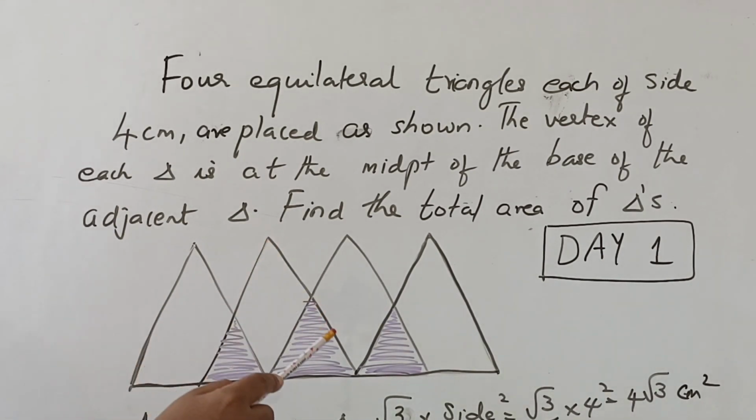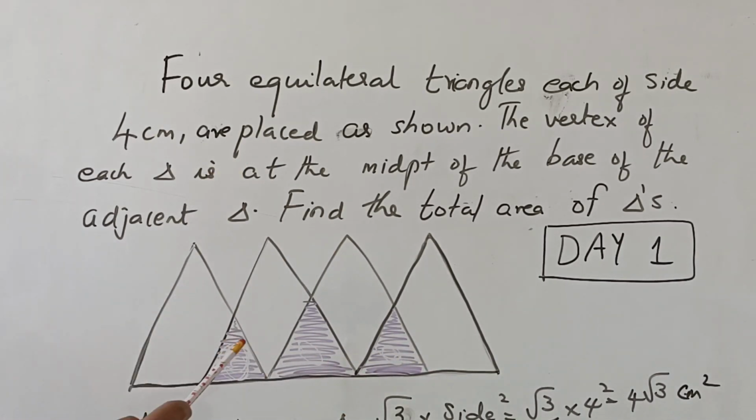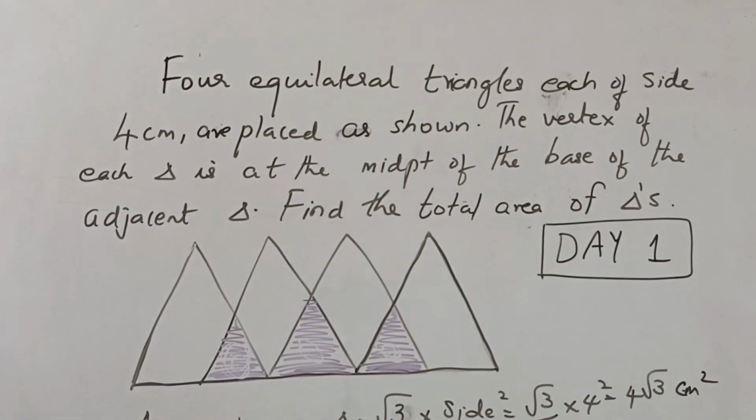This is the area of the second equilateral triangle. Again, we are adding this particular area. So, this area is added twice. The same happens with this as well as this area. So, we need to subtract this and this area from the total area of 16 root 3.